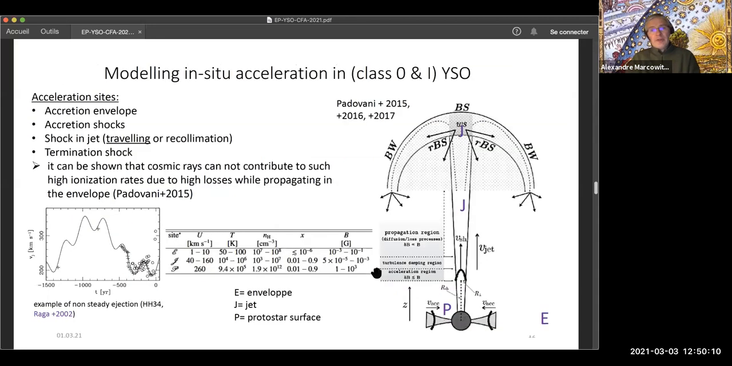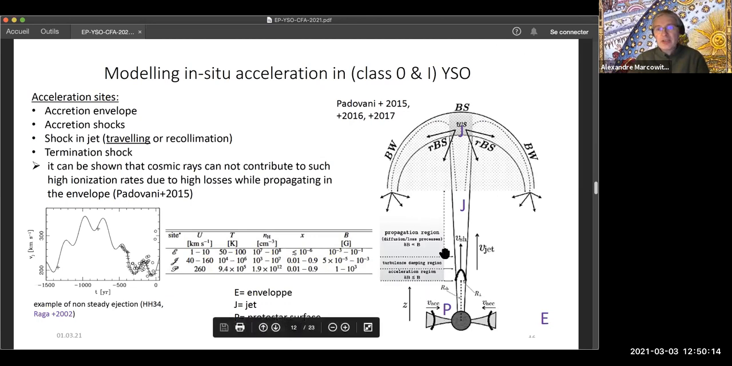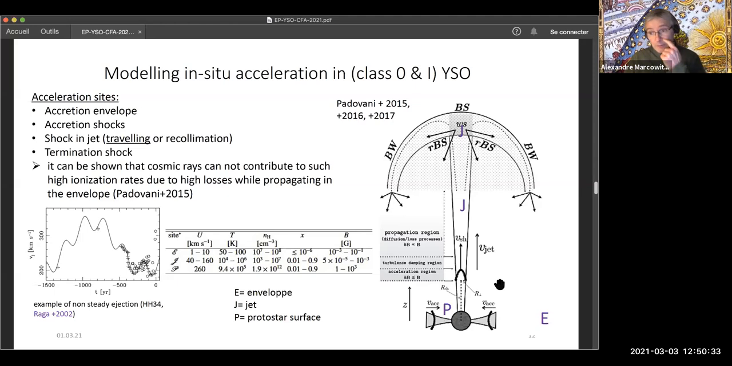So for short, our model is the following. Here you can see a sketch of a T Tauri object. Of course, it's a theoretical view of this object. It's quite simple. Here we argue that energetic particles are accelerated at shocks through diffusive shock acceleration in the Fermi first order process.